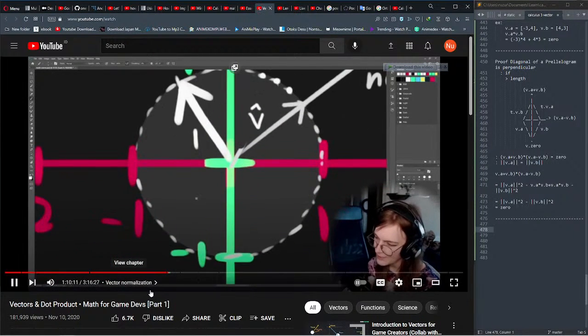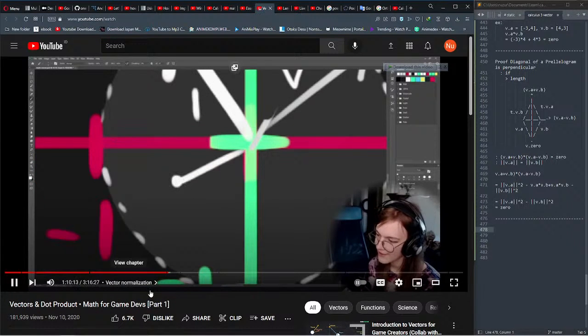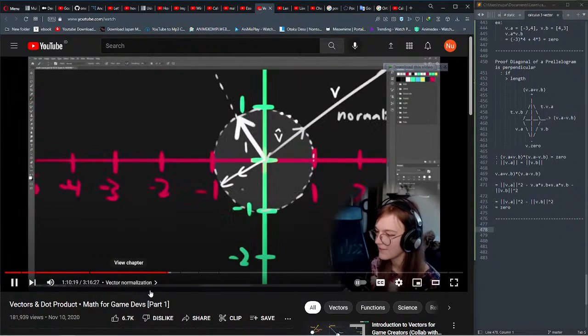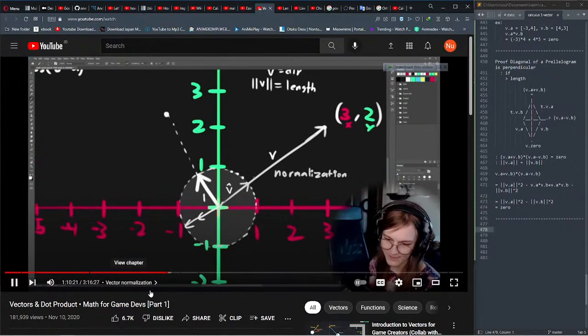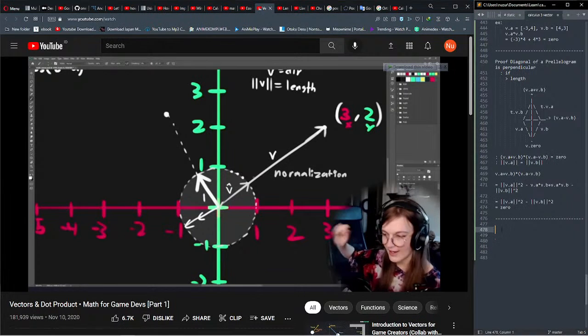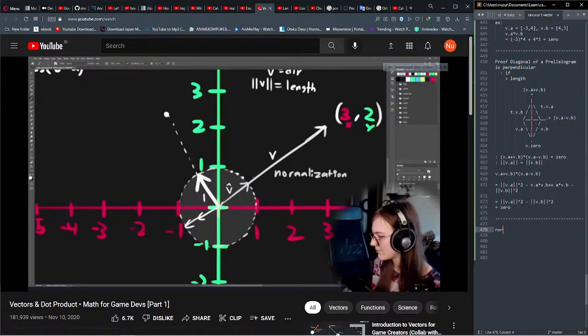Or if you pick a vector that has a length smaller than 1, this vector is going to normalize into being longer, all the way out here. So basically, you can consider it a way of going from a point to an arrow that represents the direction to that point. Yeah. When do you usually need to normalize a vector?